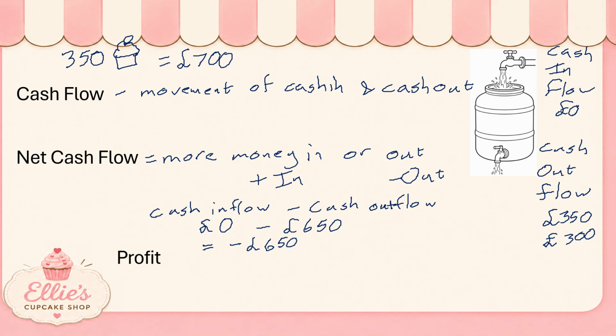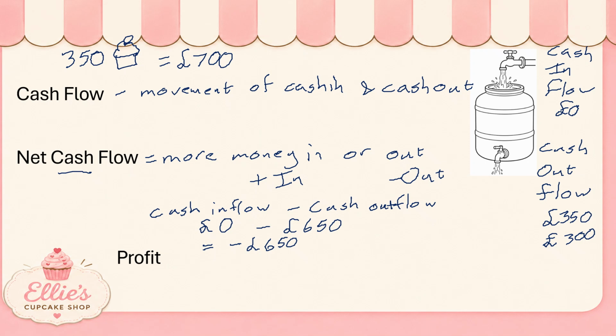So she has made money. She's made £700 from the cupcakes, but she doesn't have the cash. She doesn't have the money in hand yet. So she is out of pocket for negative £650.